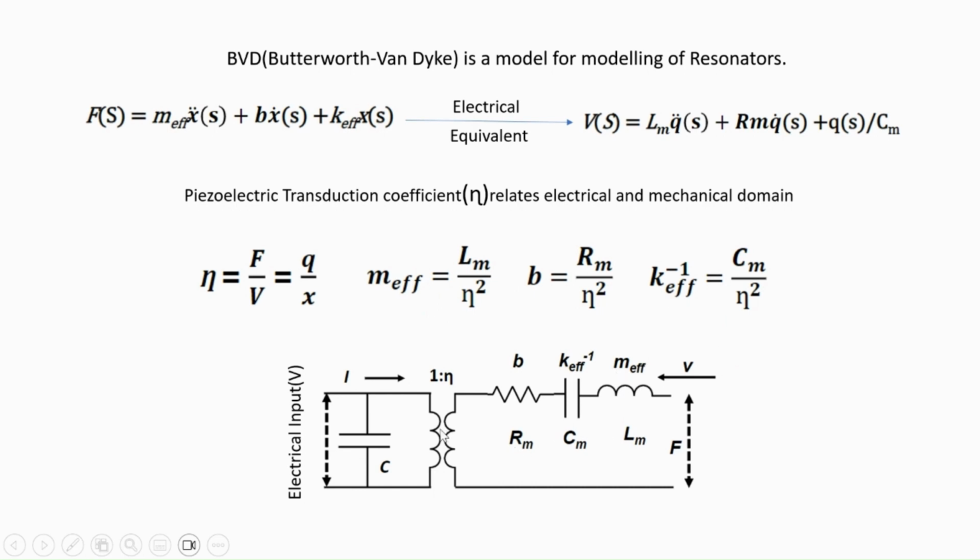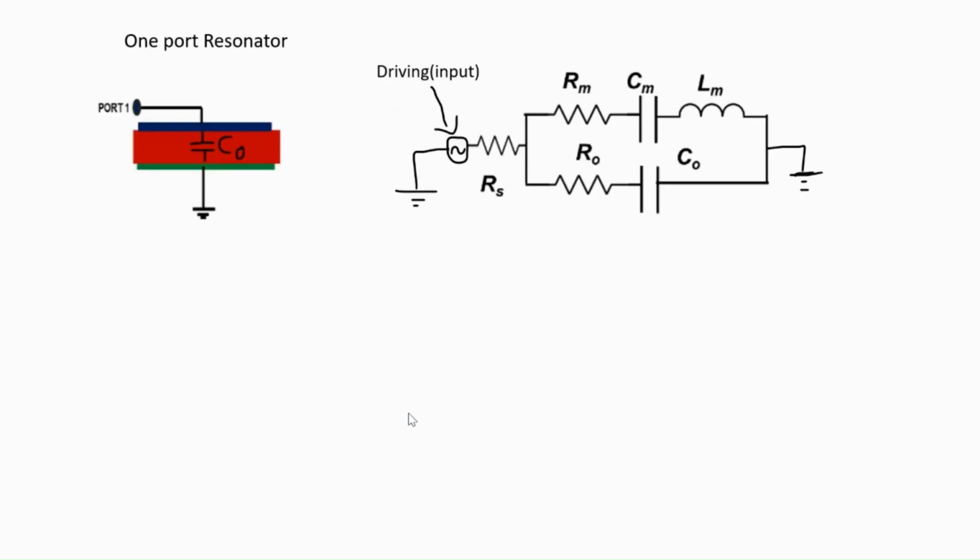So ultimately, what you have done is made an electrical circuit using the mechanical domain terms, M effective, B, and K effective. That's basically the idea here. And next, I'll show you how you can make a BVD model of a one port resonator.